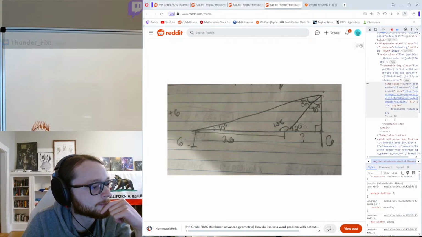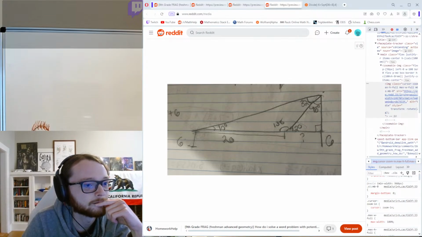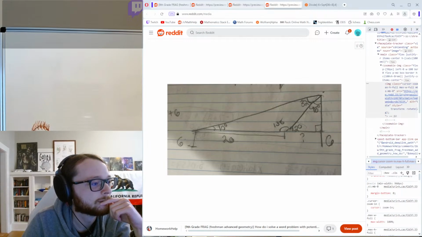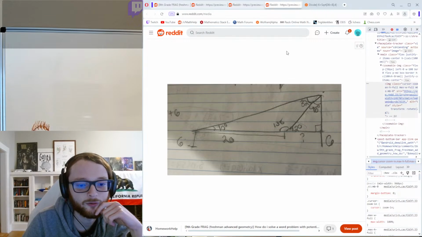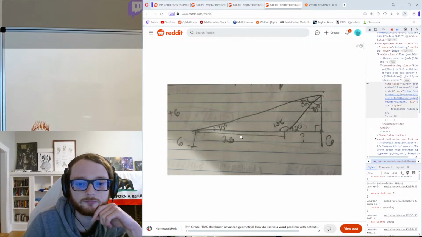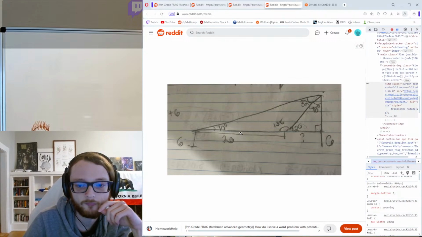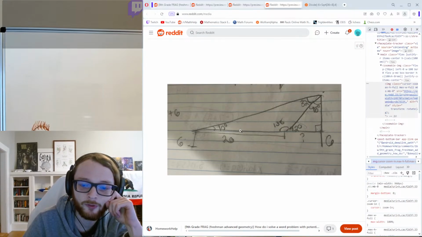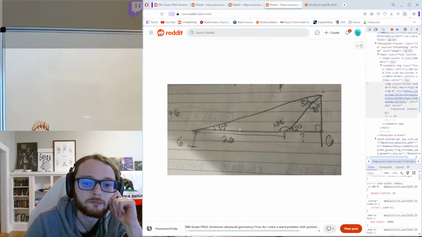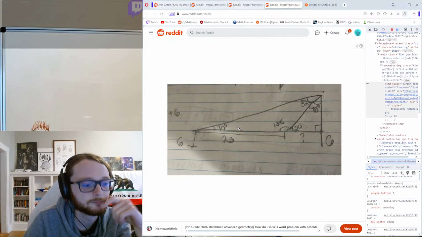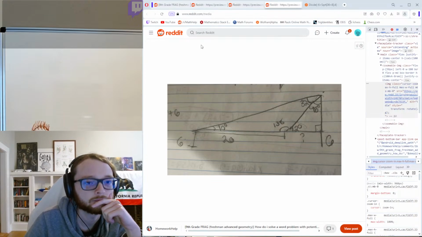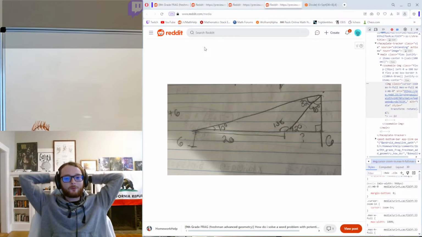Let's go to this one. So yeah, we can get all the angles. I think there's some kind of law of cosines thing we can do or something, or... It's like we know all the angles here.